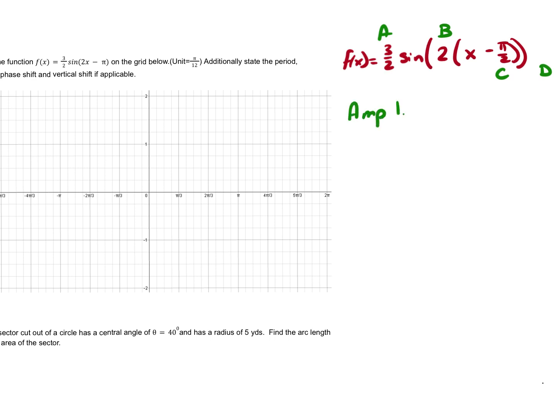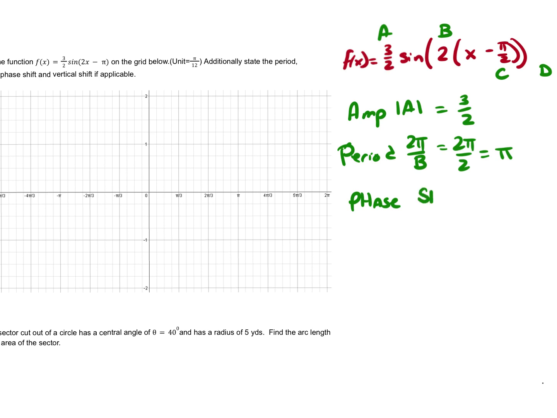So amplitude, remember, is the absolute value of A. So in this problem, it's just 3 over 2. The period is simply going to be 2 pi over B. So in this case, it's 2 pi over 2, which is just pi. Our phase shift, or horizontal shift, whatever you want to think of it as, is just C.